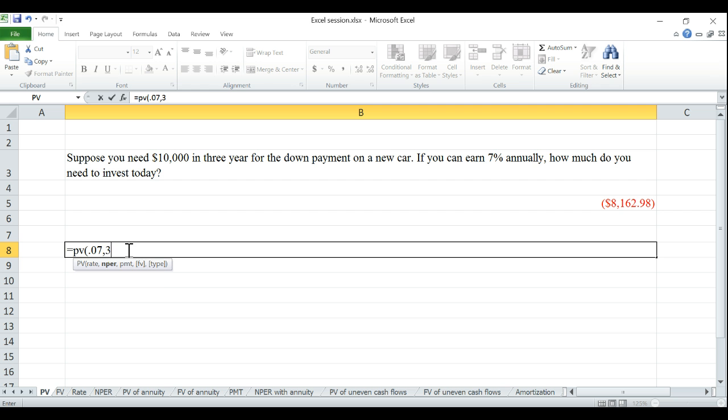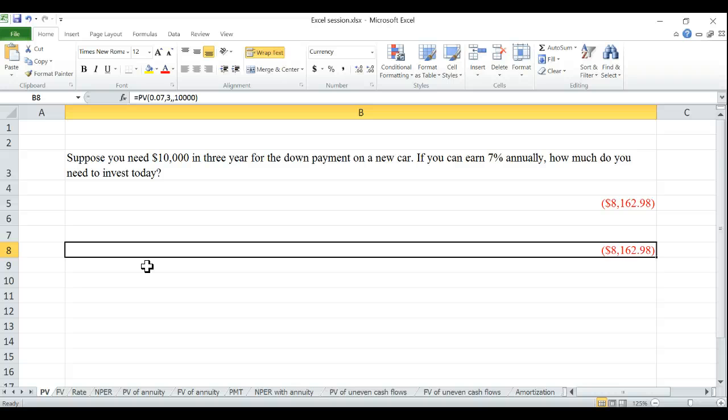Number of periods is 3, NPER. And when you put a comma, it highlights what is the next thing that we are looking for, payment. So remember earlier we had put in 0, but if you didn't put anything, you could just put another comma saying there is no value for payment. And the future value is $10,000. And then you end the parentheses, hit enter. That's basically the present value.